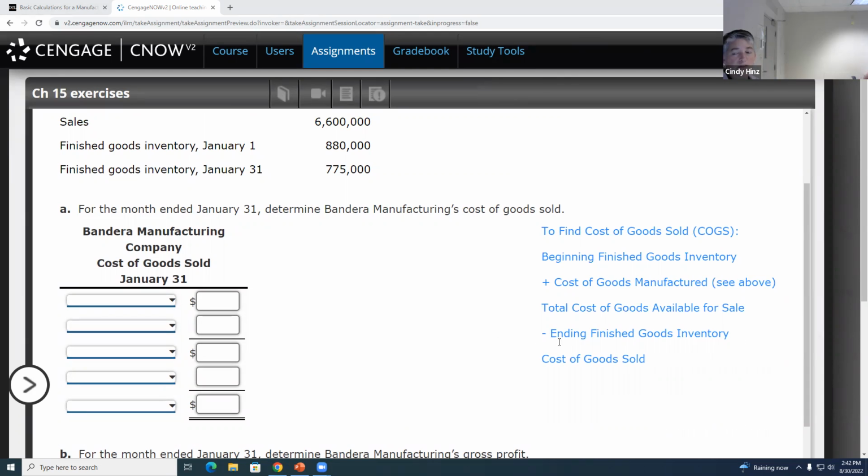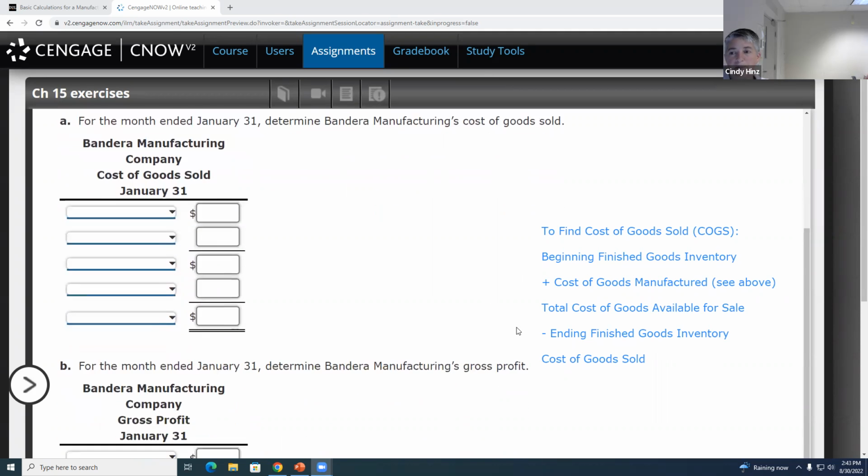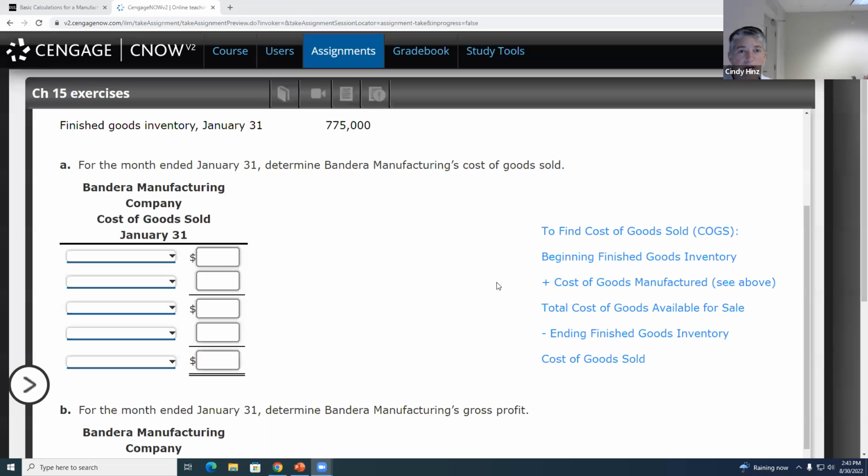This cost of goods sold calculation looks very similar to what we used for a merchandising or a retail company in financial accounting. What's different? Rather than having cost of goods manufactured, we have cost of purchases. And rather than referring to finished goods inventory, we simply refer to inventory because merchandising companies have just one. So our format here is really going to follow this same basic manufacturing calculation that I have in the reference materials.